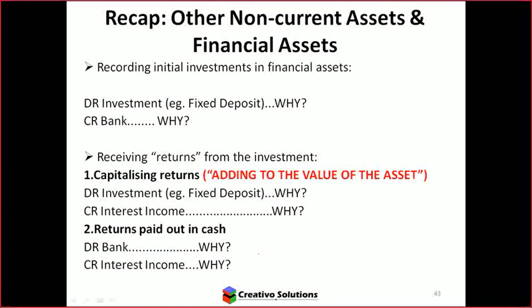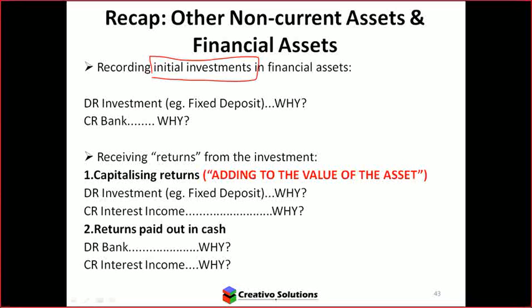So now we've got some debits and credits here. The first bit is the investment. Okay, in a fixed deposit, we've got a debit for it because we're recording the initial investment. So if I record an initial investment, what's happening to that account? Is it going up or down? It's going up. What type of account is an investment? An asset. So where do assets go up? On the debit side. Correct. And that's how we get the debit investment.